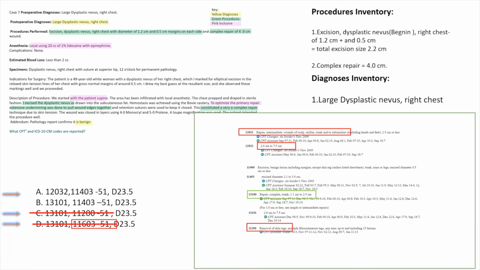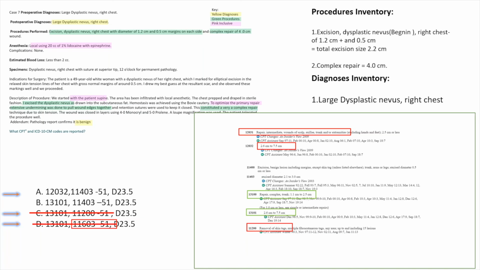Let's look at the second option, 13101 and 11403. 13101 is coding for repair, complex, of trunk, 2.6 centimeter to 7.5 centimeter, and that exactly matches our procedure inventory. It was a complex repair performed.